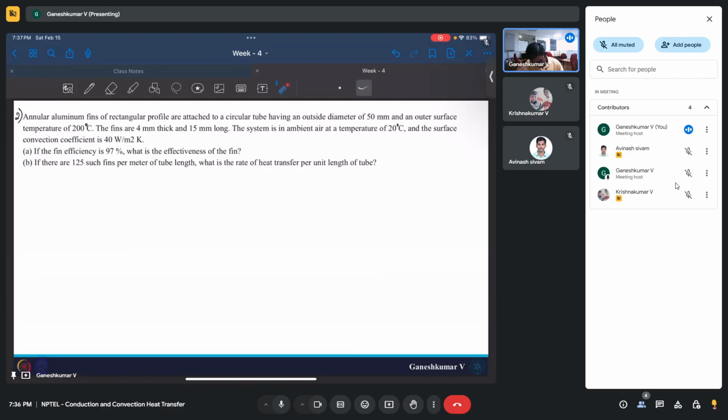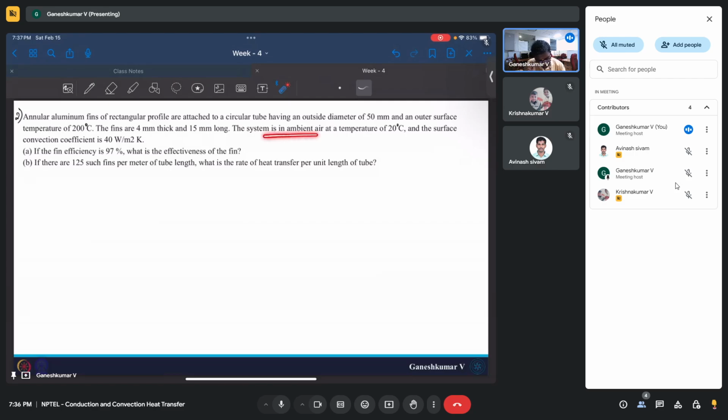Now, the second question talks about annular aluminum fins of a rectangular profile attached to a circular tube. So it's an annular fin. Annular fin means it's going to be circular, but the profile is rectangular. So the cross section, if you take, will be rectangular, which means it's a disc kind of fin. Okay, attached to a circular tube having an outside diameter of 50 mm and an outside surface temperature of 200 degrees Celsius. The fins are 4 mm thick and 15 mm long. The 15 mm length is in the radial direction.